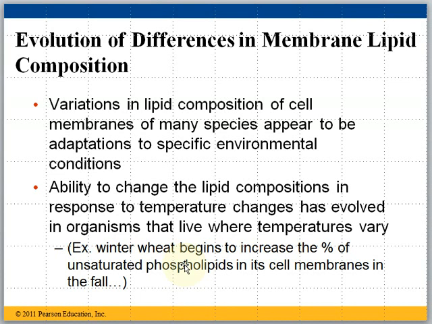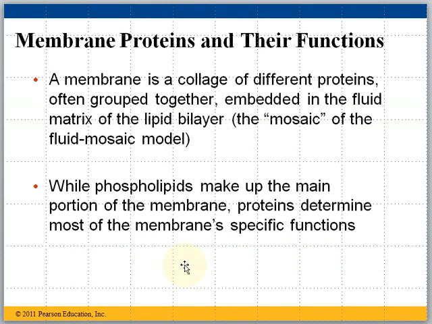Because the temperature is going to be getting colder and colder, this plant responds by upping the amount or percentage of unsaturated phospholipids in its cell membrane. That way the cell membrane can stay in a liquid state even as the temperatures start to fall.